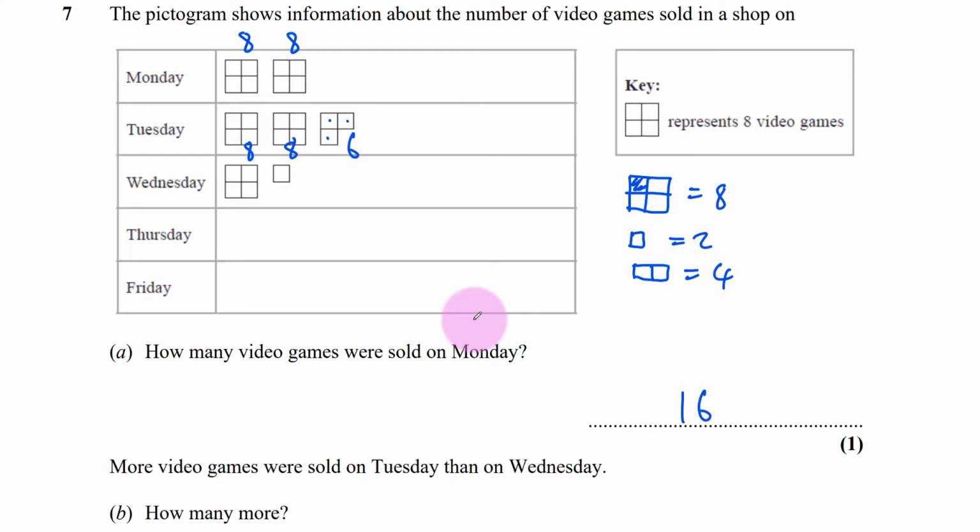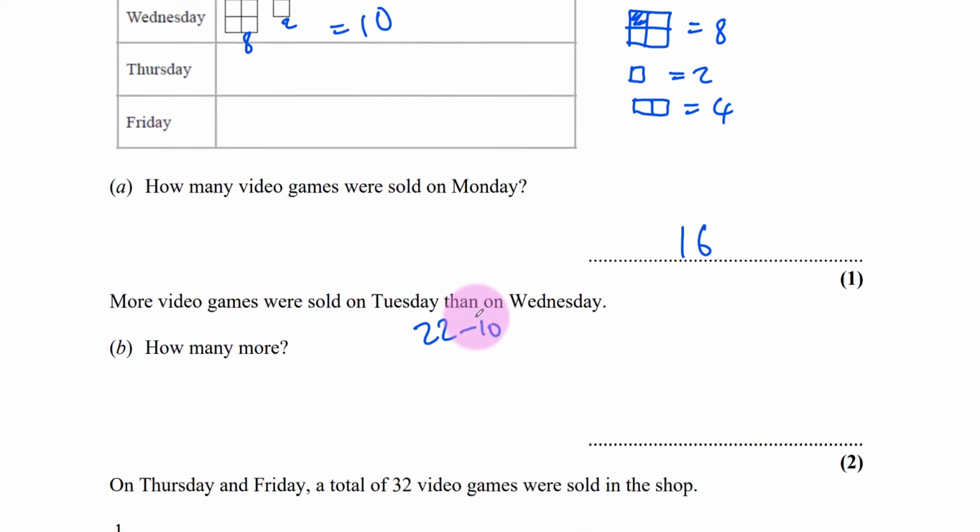That's 8, 8. Remember, that's 2, 4 and 6. That's 6. Add to get that together, that's 22. That's 8 and 2, so that equals 10. So you've got to do 22 minus 10. And that equals 12.